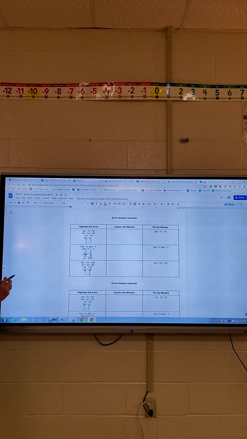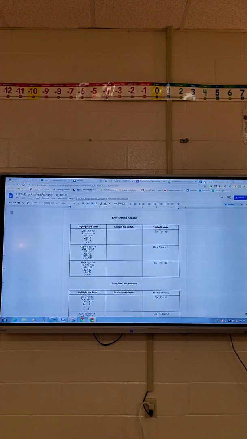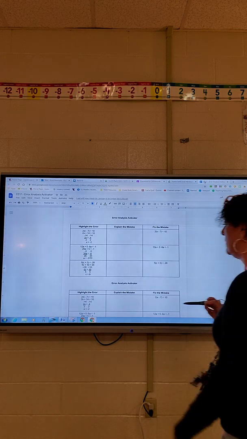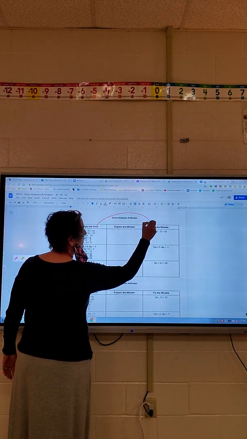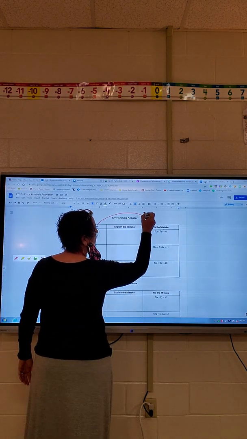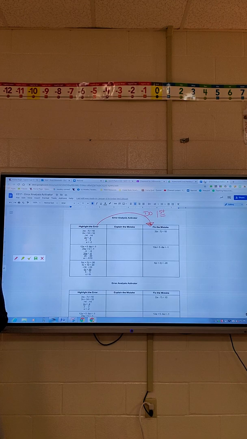The way to do an error analysis problem, it says explain the mistake, fix the mistake. If I had created this, it would say fix the mistake and then explain the mistake. You really need to fix the mistake first before you can really explain what somebody did wrong, okay? So, I want you to draw an arrow from here to here. And do this first. You're going to fix the mistake first.